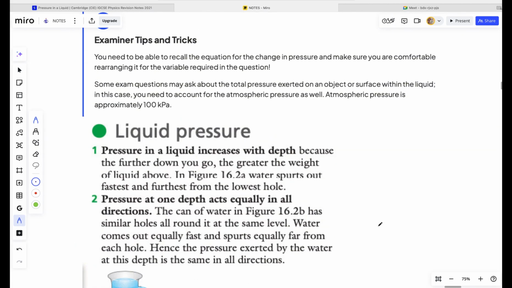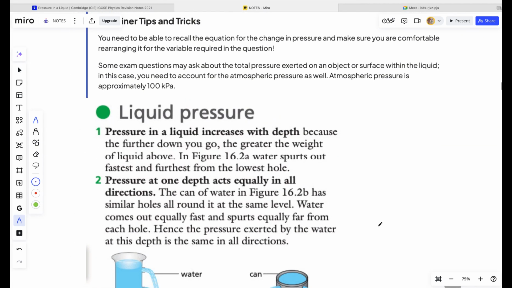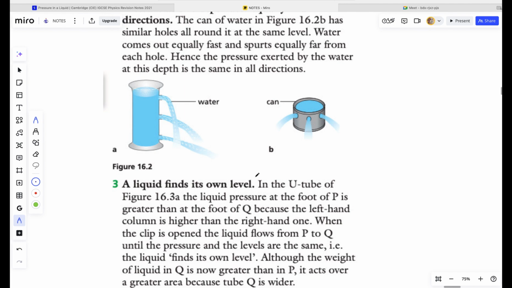I think that's what now we want to talk a little bit about. We've talked about the pressure in the liquid already. Pressure in liquid increases with the depth. We mentioned this, okay? Just a recap of what we've talked about. It increases with the depth and also the density of the liquid. And we say the pressure at one depth acts equally in all directions, okay?